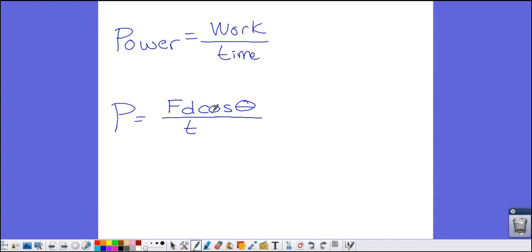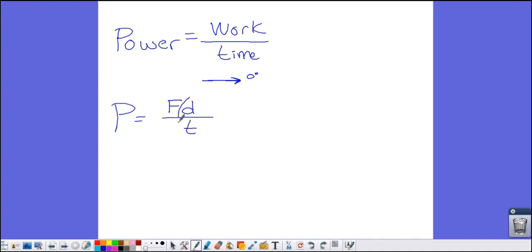Now, for the sake of simplicity, say that the angle between the direction the object moves and the force that's applied is 0 degrees. So the cosine of 0 is just 1. So we're just going to get rid of that for simplicity's sake. Okay? So power is equal to a force times distance divided by time.